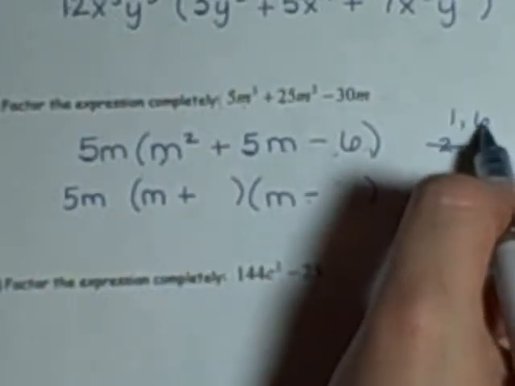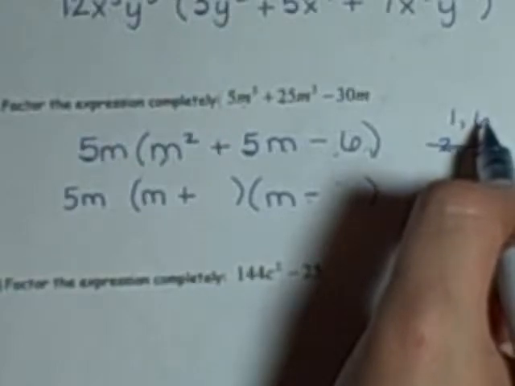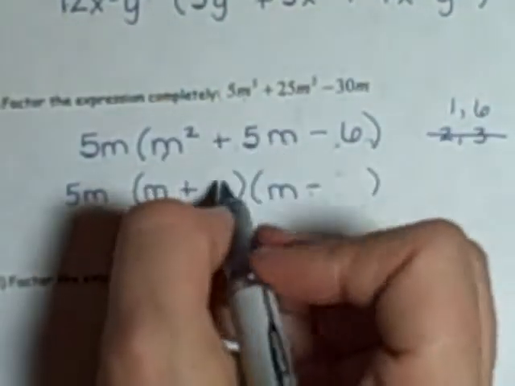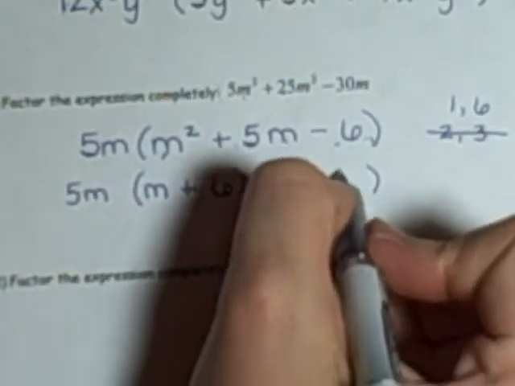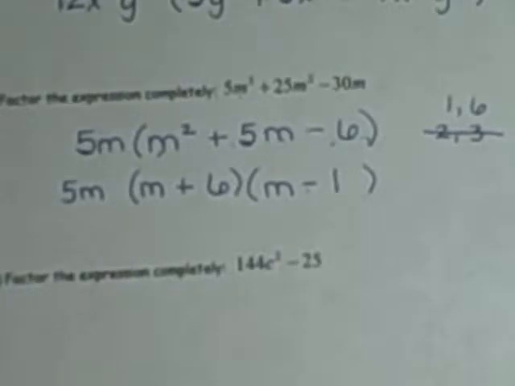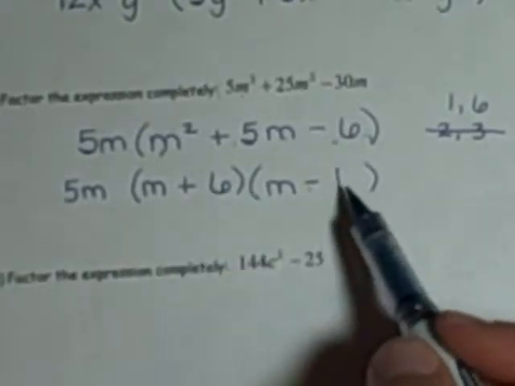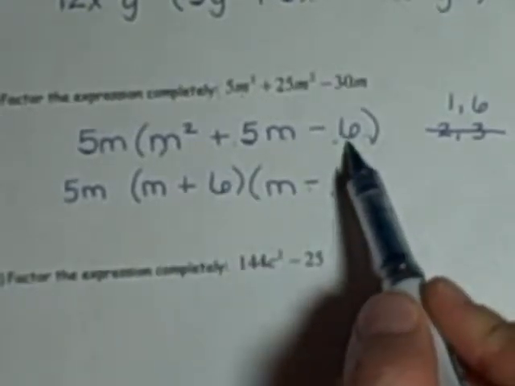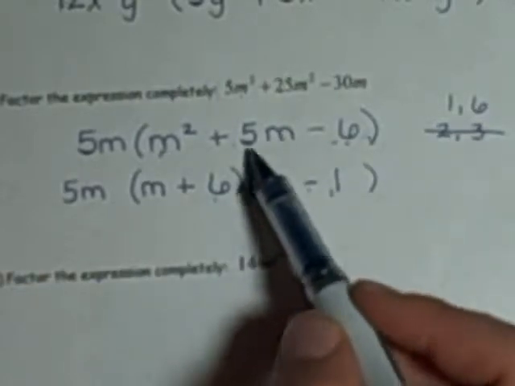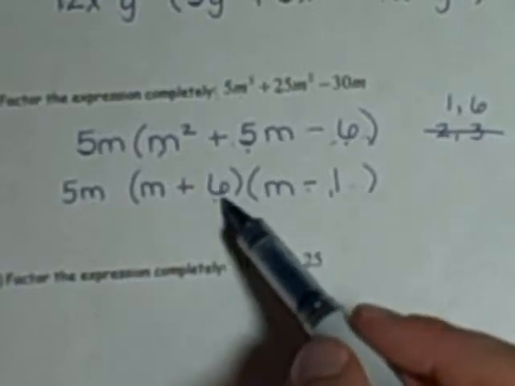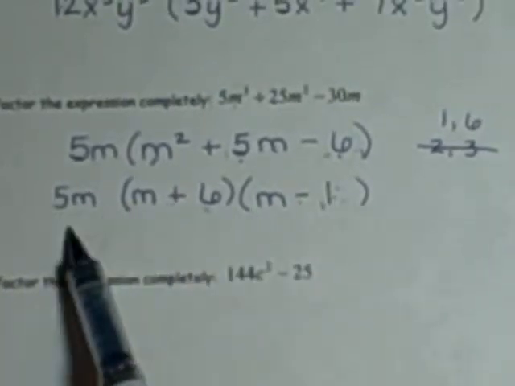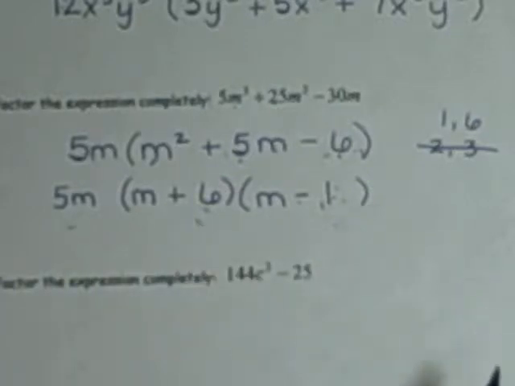So 1 and 6, those would be able to make 5 if you had one of them be negative. And we want it to be a positive 5, so that means I would like to have a positive 6 and a negative 1. And please, please, please double check your work here. So 6 times negative 1 does give you negative 6, and 6 plus negative 1 gives you positive 5. So check by multiplying and adding those numbers together. And then this whole thing is your final expression, 5m times (m plus 6) times (m minus 1).